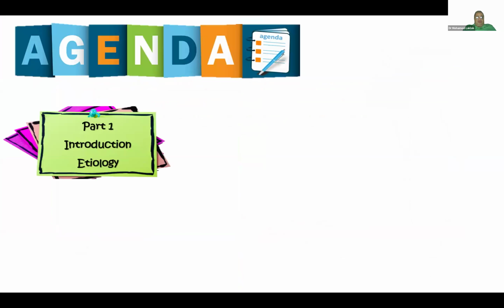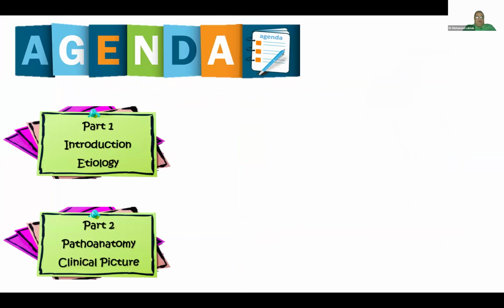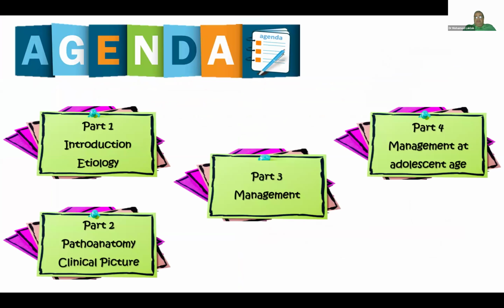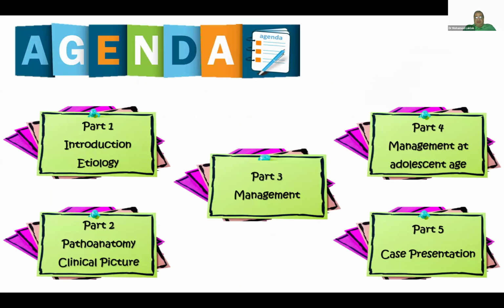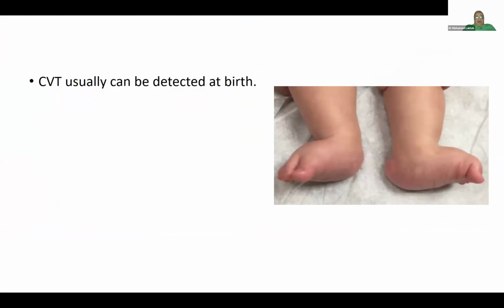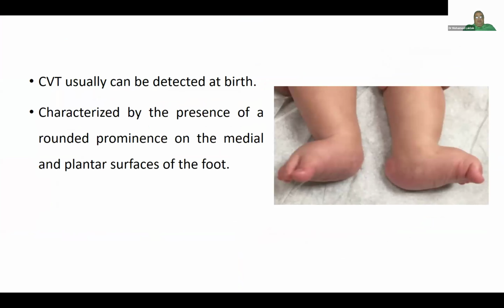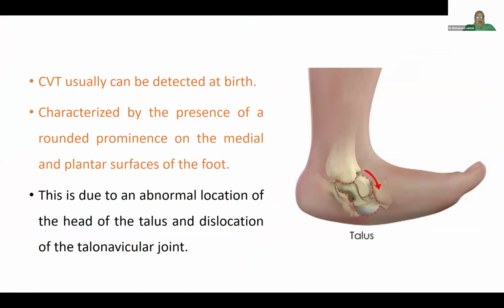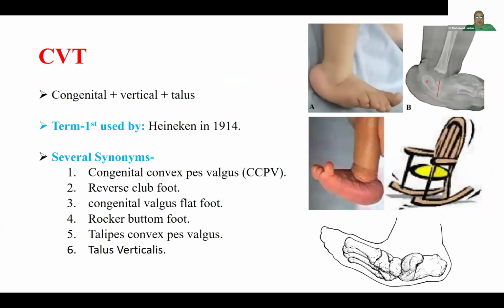Our agenda today: we shall talk about the introduction of congenital vertical talus, etiology, pathoanatomy, clinical picture, management at adolescent age, and case presentation. Congenital vertical talus is a type of congenital foot anomaly with unknown etiology and low incidence. It is usually detected at birth, characterized by the presence of a rounded prominence on the medial aspect and plantar surface of the foot.